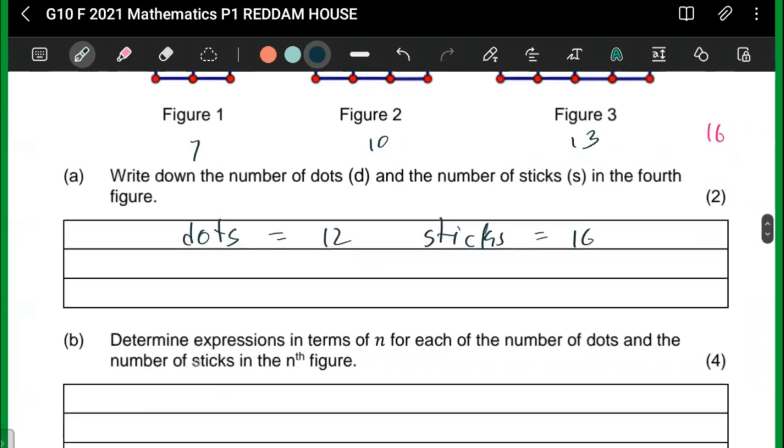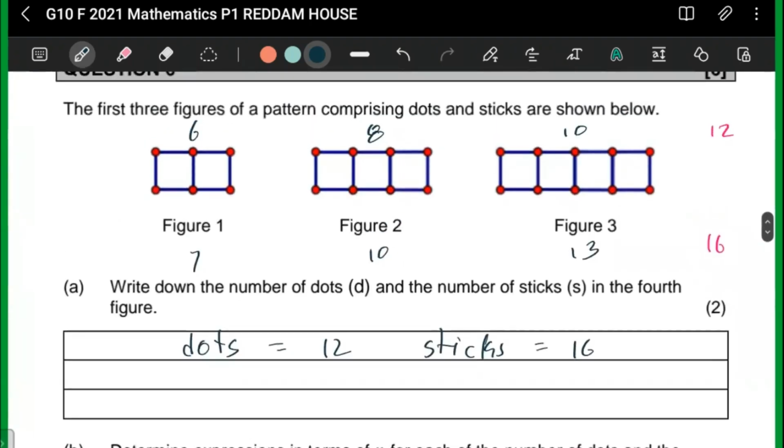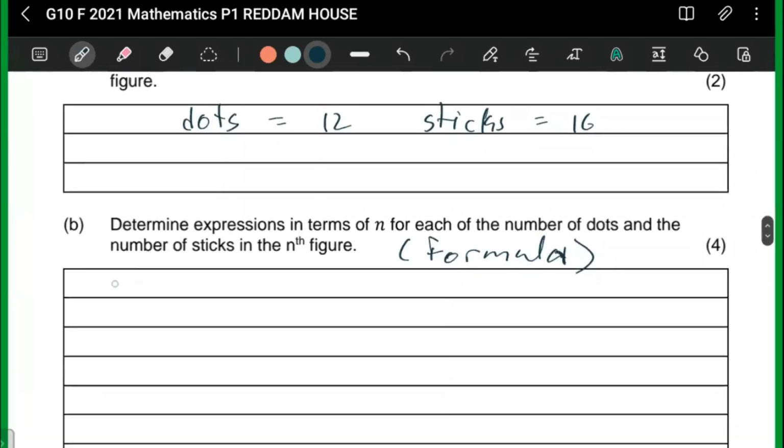B says determine expressions in terms of n for each of the number of dots and the number of sticks in the nth figure. When they speak of something like this, they just want you to give the formula for you to be able to work out the specific number of dots or sticks for any figure. So what you want to recognize is that the dots and the sticks form what you call an arithmetic sequence.